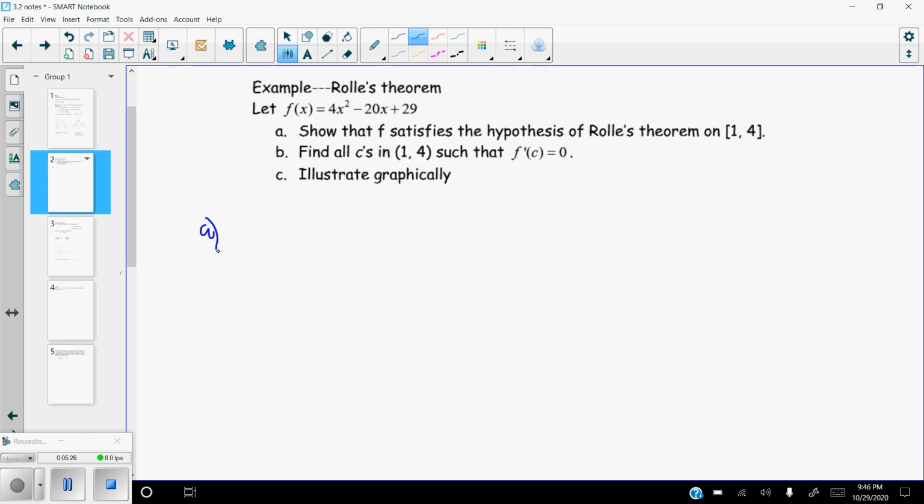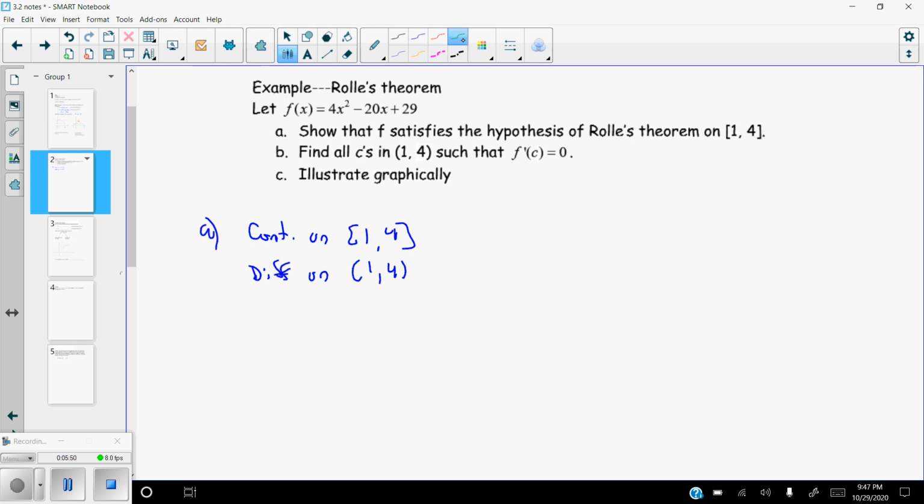Well, it's a polynomial, so it's continuous on the closed interval because they gave us a closed interval from 1 to 4. Is it differentiable? Once again, it's a polynomial, which are differentiable everywhere. So it will definitely be differentiable on the open interval between 1 and 4. Then we have to check, does f of a equal f of b?